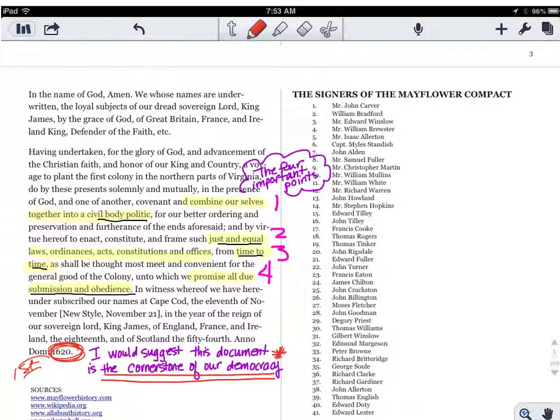I would also suggest that this document is absolutely the cornerstone of our democracy, that these undersigners, these writers of the Mayflower Compact, have determined for us how we are going to write every other document in America. And that's pretty important to us, as we're going to discover as we proceed through this semester. Now, what you are going to do comes up next.